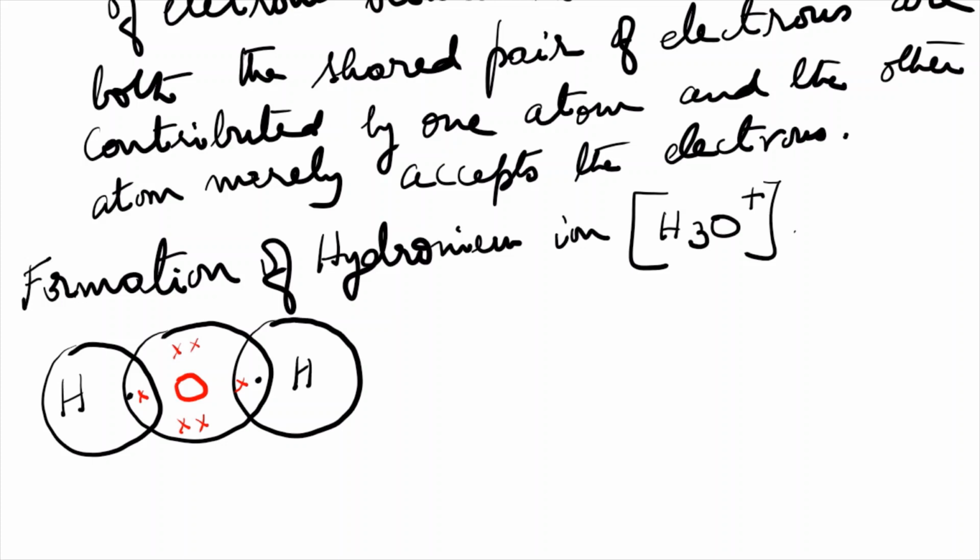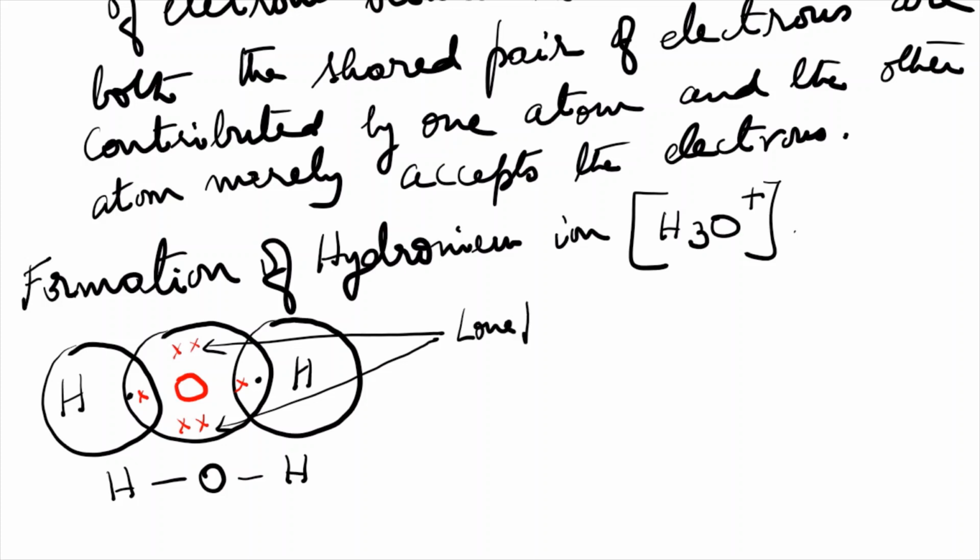Okay, what is that? HOH. Two single covalent bonds are formed, right? So now oxygen has two lone pairs of electrons. Can you see? This is one lone pair of electrons and this is another lone pair of electrons. Nitrogen in ammonium had only one lone pair of electrons, whereas in water oxygen has two lone pairs of electrons. So these are called lone pairs of electrons.